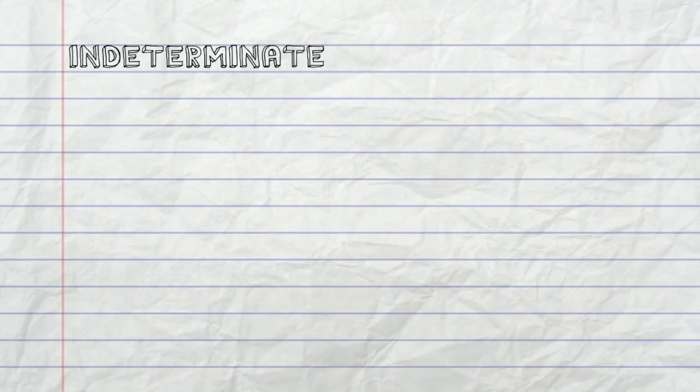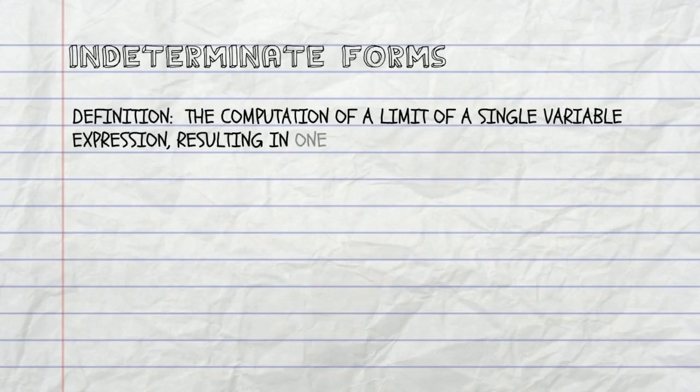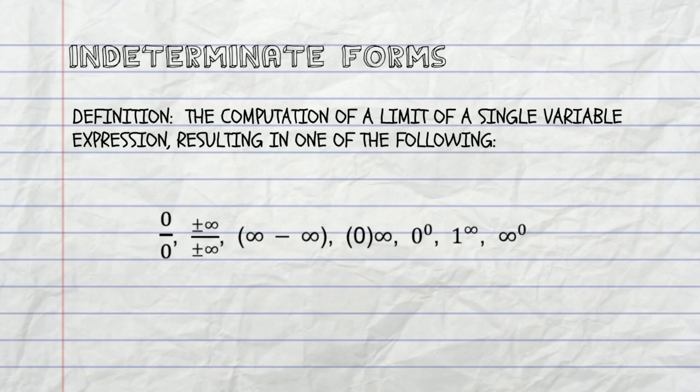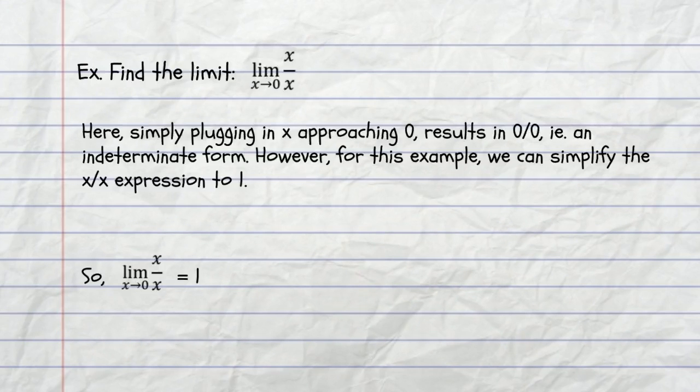This brings us to indeterminate forms. These are characterized by functions that result in any of the following after computing the limit or after plugging in the value that x approaches. So let's look at a quick example. We want to find the limit of this function as x approaches 0. When we substitute 0 into the function, we are left with 0 over 0, or the indeterminate form. But in this case, we can immediately simplify x over x to just 1. Thus, the limit is in fact 1.